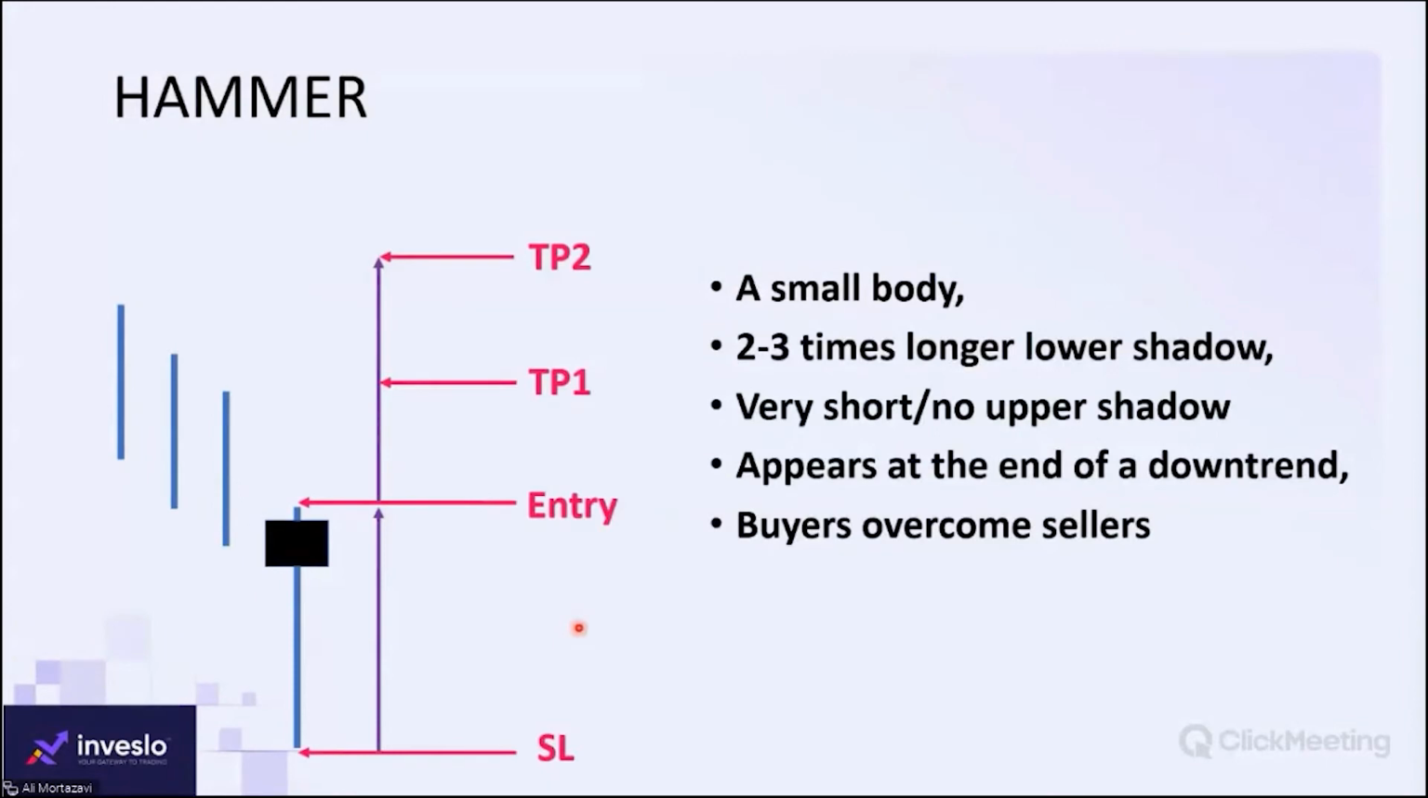The way that we can trade is, as usual, we can wait for the second candlestick to exceed the high of the hammer, and then we can open a buy position, and then we need to put our stop loss at the low of the hammer.